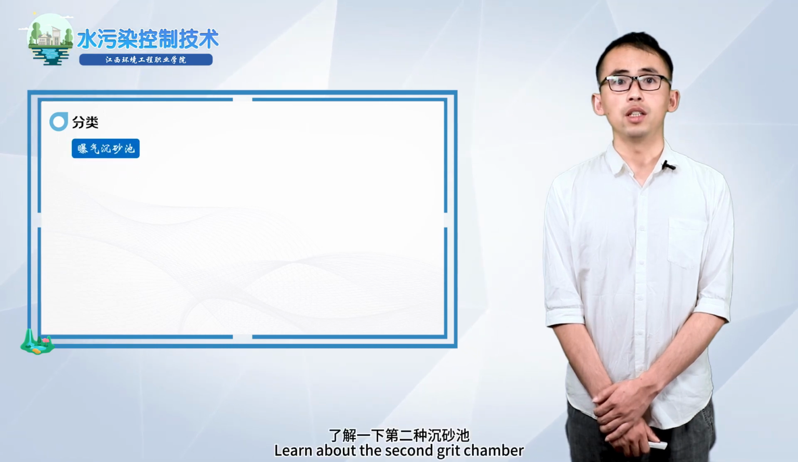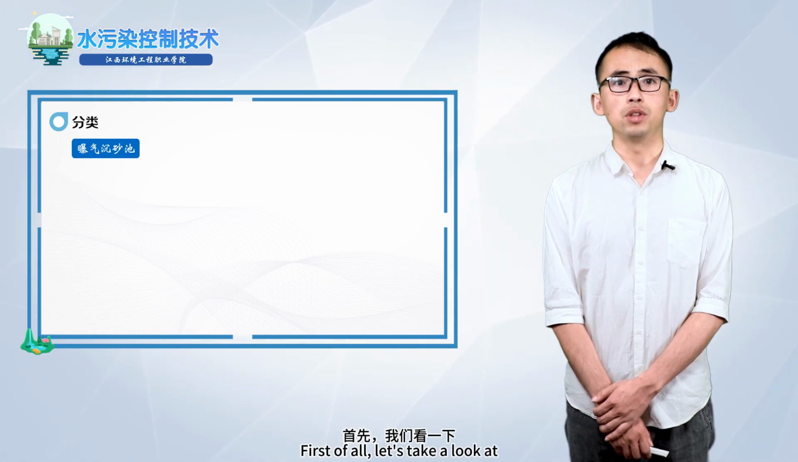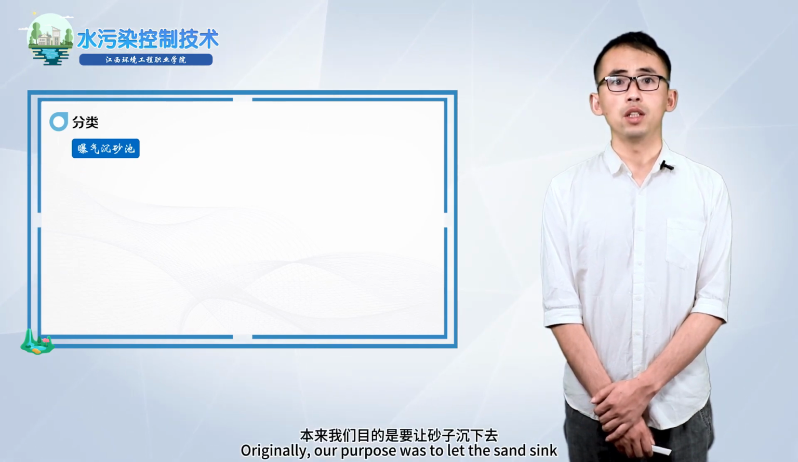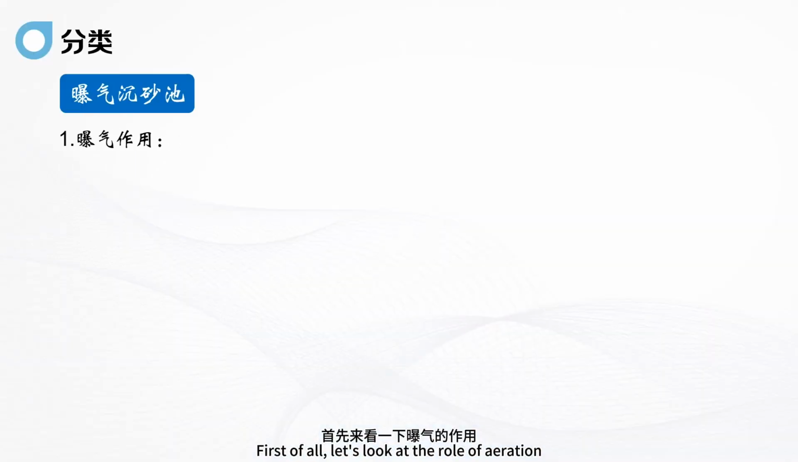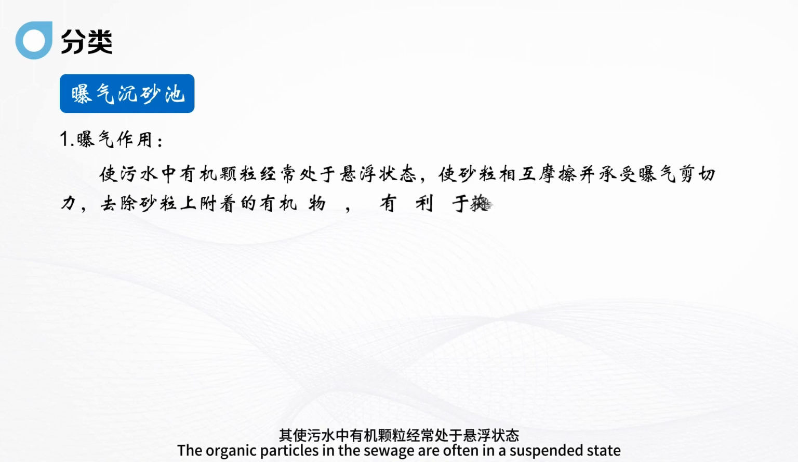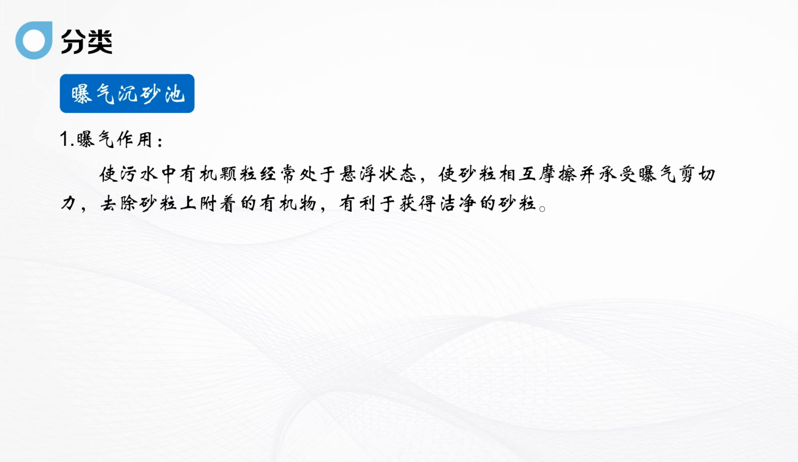Then, we learn about the second grit chamber, the aerated grit chamber. Originally, our purpose was to let the sand sink. Why increase aeration? First, let's look at the role of aeration. The organic particles in the sewage are often in a suspended state. Then, the sand grains are rubbed against each other. Between sand and sand, some organic substances on the surface are rubbed off and brought to suspension by aeration bubbles. Then some organic matter is removed from the sand grains. It is beneficial to obtain cleaner sand particles.